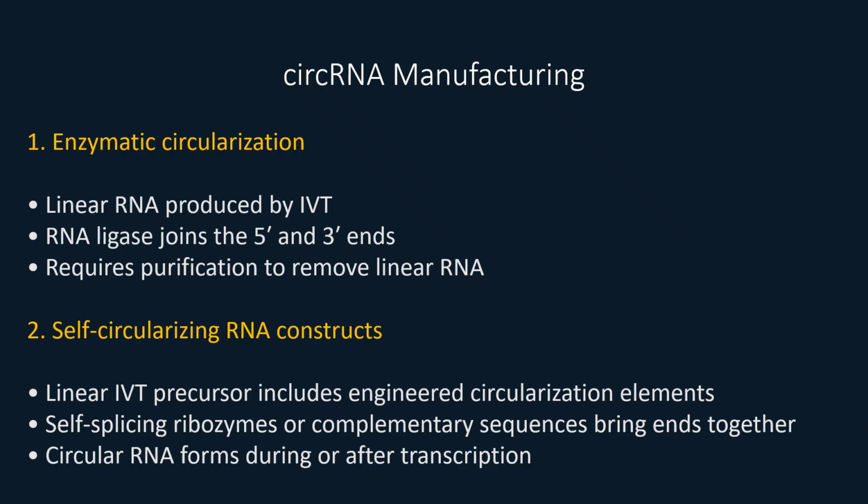Second, self-circularizing constructs. The RNA is engineered with ribozyme systems or complementary flanking sequences that drive circularization during or after transcription. This sidesteps ligation inefficiencies but adds sequence design constraints. But in both cases, the core challenge is the same, that is maximizing circularization yield while minimizing contaminants.